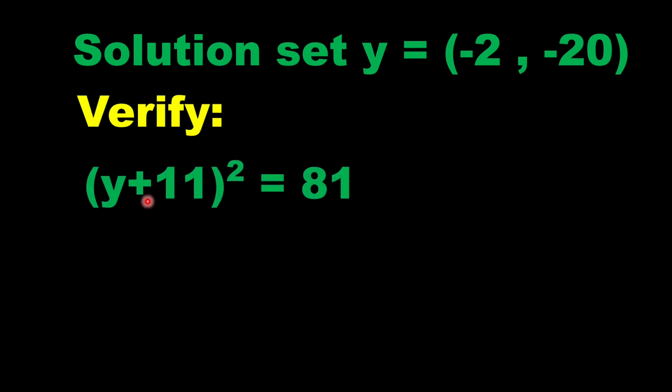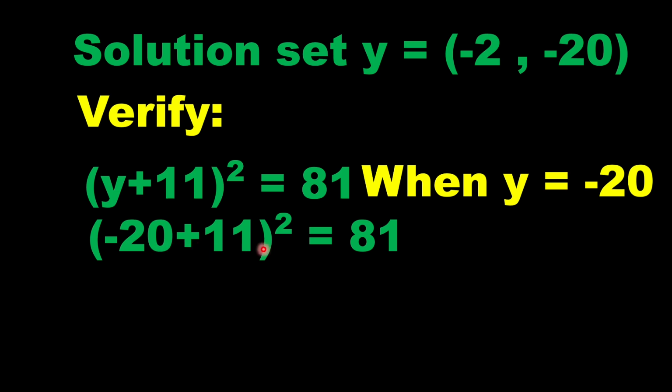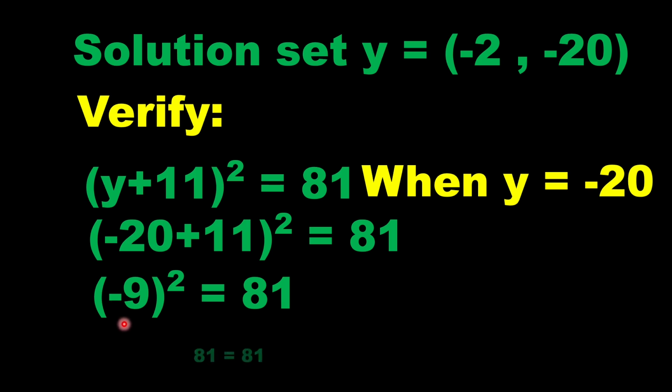Now we will verify for the value of y which is equal to −20. When y equals −20, we put it in this equation. So it becomes (−20 + 11)² = 81, and −20 + 11 equals −9. So (−9)² equals 81, because when minus multiplies with minus, minus times minus equals plus. So 81 equals 81. So it also satisfies this value, which is equal to −20. So finally the solution set is −2, −20. So the answer of this question is that −2 and −20 are the two solutions.